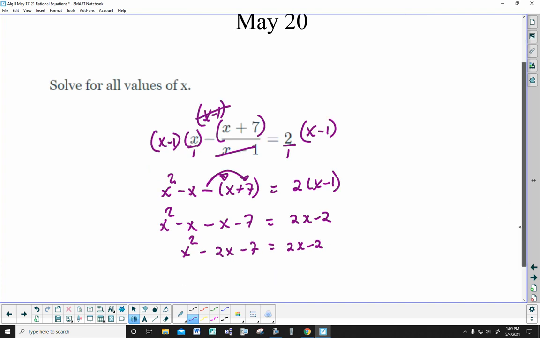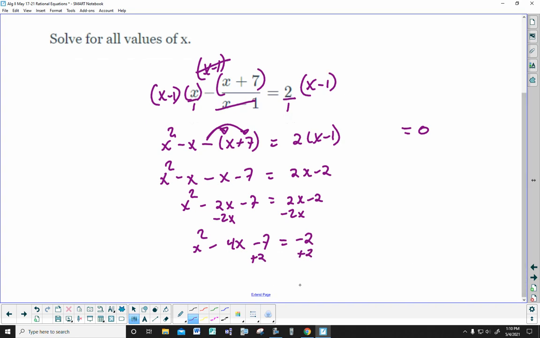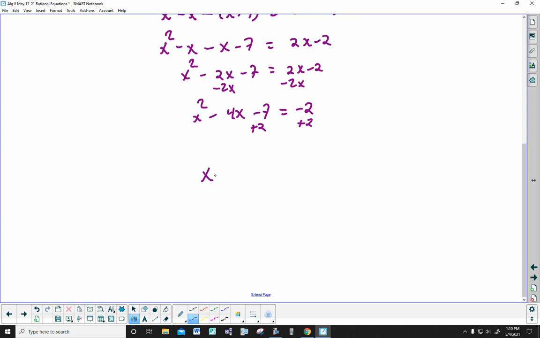Now you need to get everybody on one side. In other words, you have to get this equation equal to 0. So I'm going to subtract the 2x. So I have x squared minus 4x minus 7 is equal to negative 2. Then I'm going to add 2 to both sides. And then you've got x squared minus 4x minus 5 is equal to 0.